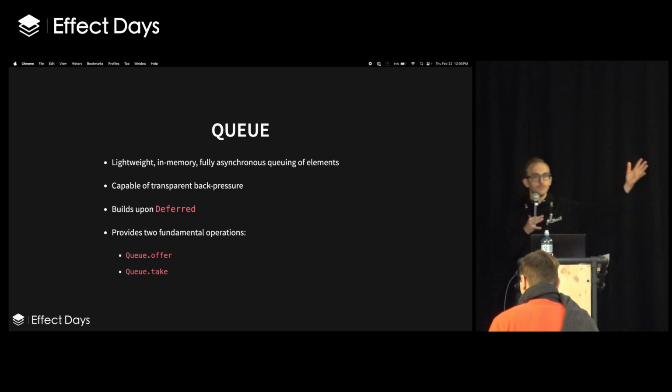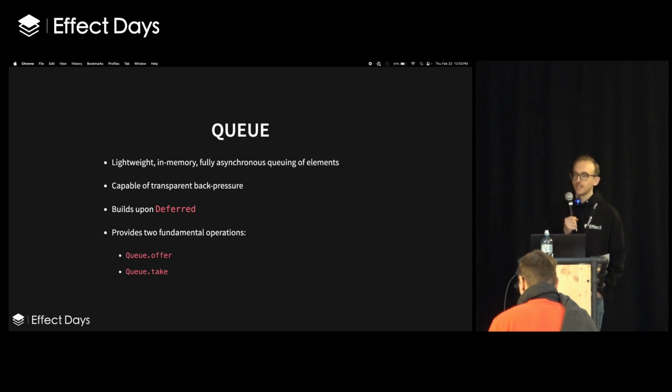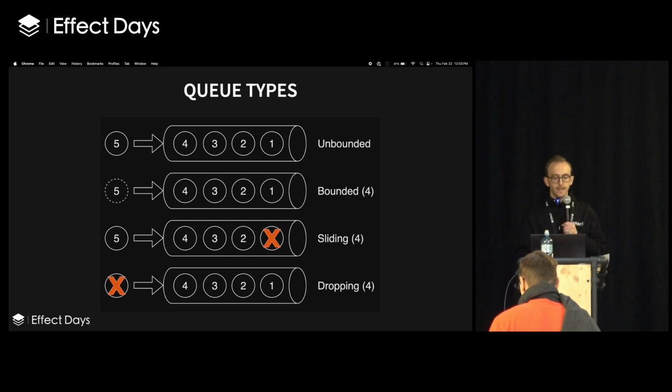We're building up to a particular pattern that I think is very useful in effect. So first we need to talk about queue. Queue is a lightweight in-memory, fully asynchronous way to queue up elements. We can transparently backpressure using queue, and it builds upon deferred, which we mentioned earlier. It's got 2 fundamental operations. I think most people are aware of this, so I'm not going to belabor this point.